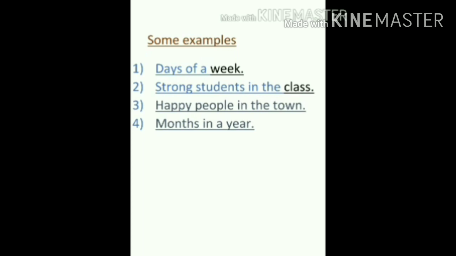Now next, happy people in the town. Again, happy is a relative term. Its exact meaning will differ from person to person. So, it is not a set.